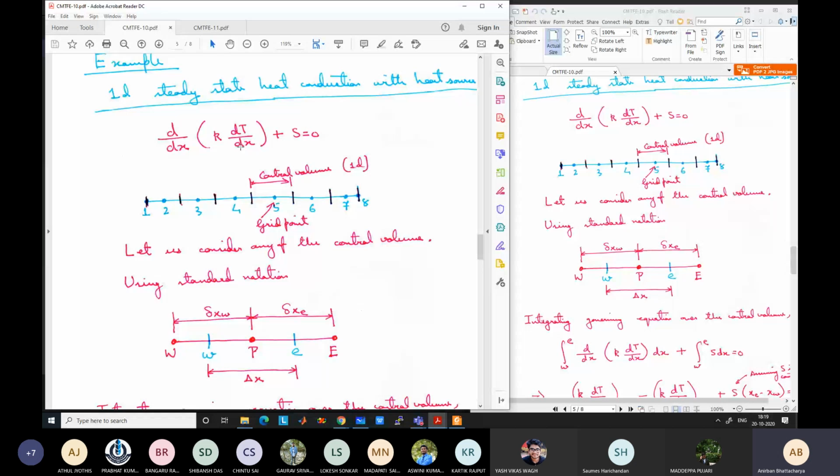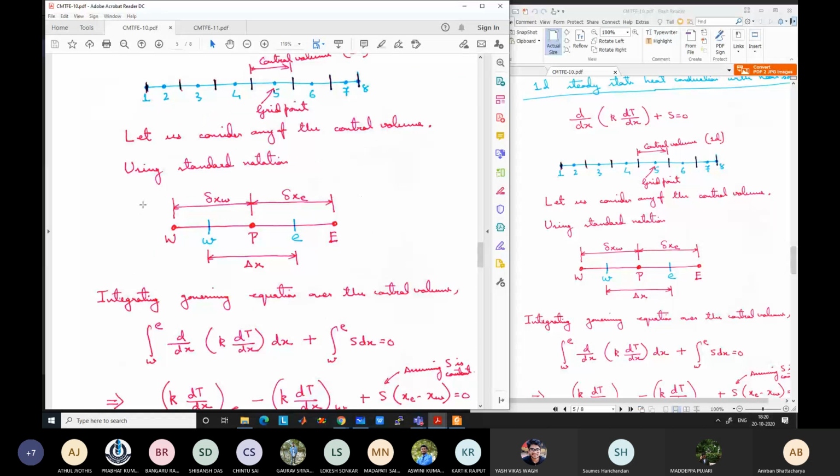Each control volume is represented by a grid point at its center. So for any particular grid point like 4 or 5, we have taken a close-up view. While this grid point 5 is denoted by P, this is the normal notation used in many books, the east neighbor, which is the point 6 here, is denoted by E, and the west neighbor, which is the point 4 here, is denoted by W. Why is it like this?